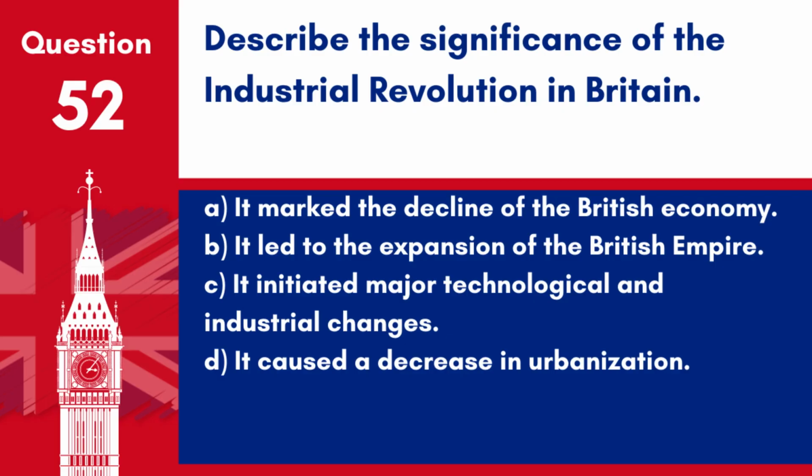A. It marked the decline of the British economy. B. It led to the expansion of the British Empire. C. It initiated major technological and industrial changes. D. It caused a decrease in urbanization. Answer: C. It initiated major technological and industrial changes. The Industrial Revolution, beginning in the late 18th century, was significant for initiating major technological and industrial changes in Britain, transforming economic and social structures.